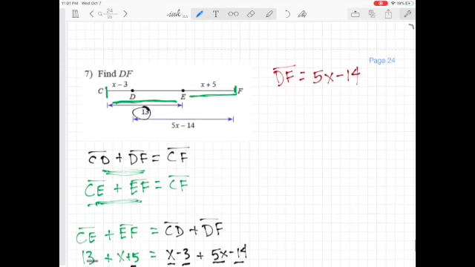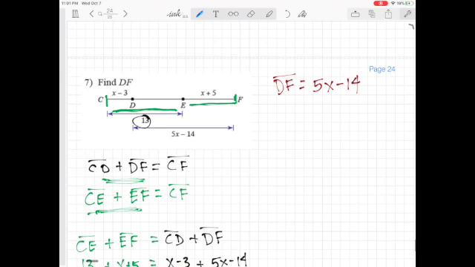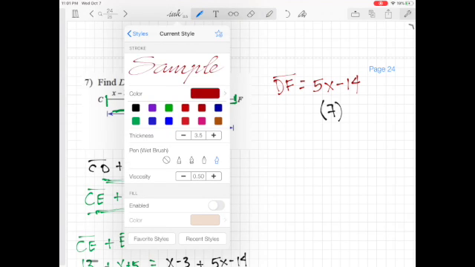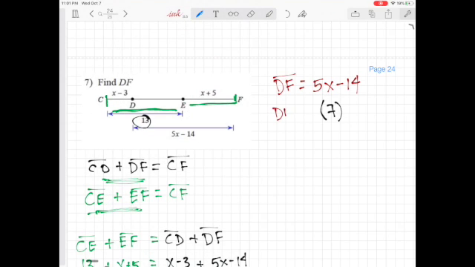So now that I know what x is, we can bring that up here, and I'm going to plug that in. So we just said x equals 7. So now we can say DF equals 5 times 7 minus 14. So DF equals 35 minus 14. So DF equals 21.